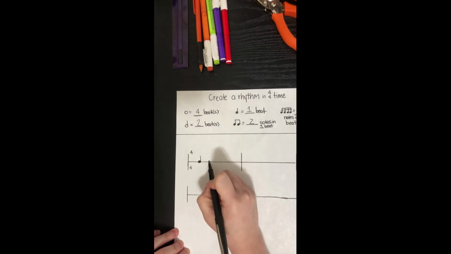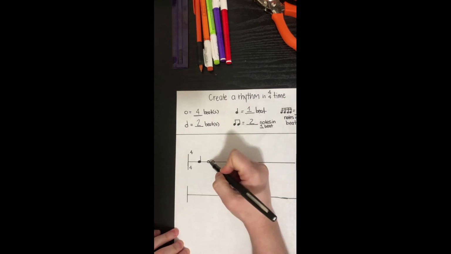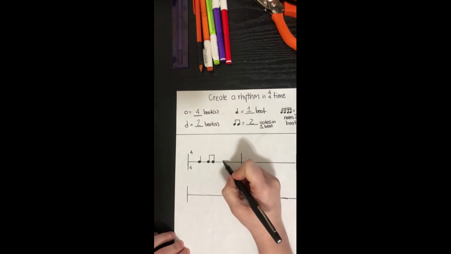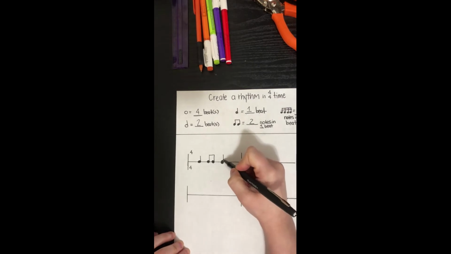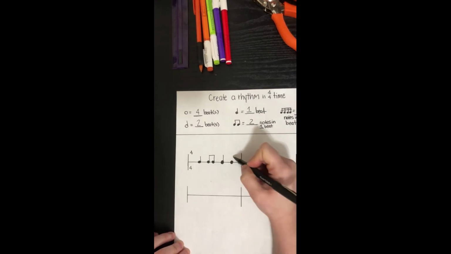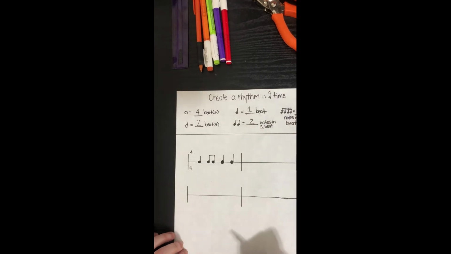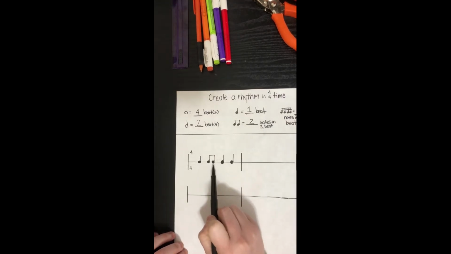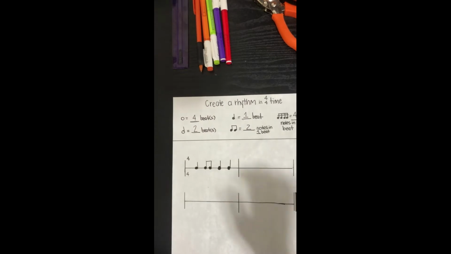There's my quarter. Here's my 8th note pair, 2 and, here is my 3, another quarter, and 4, another quarter. Great. I've got 1, 2, and 3, 4.